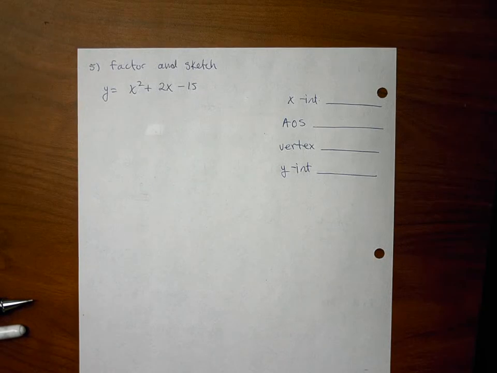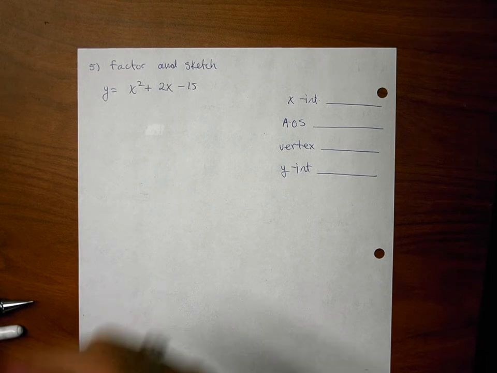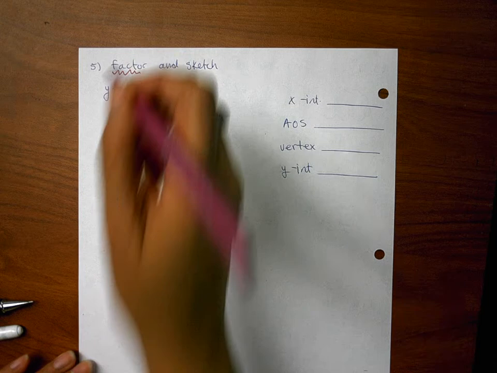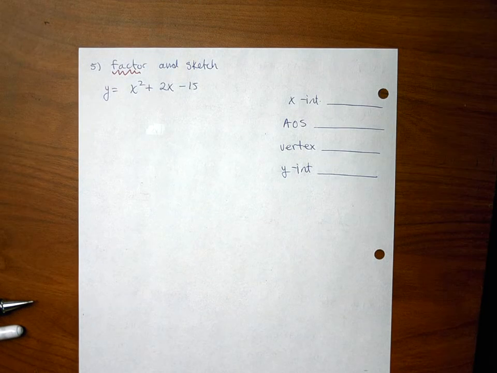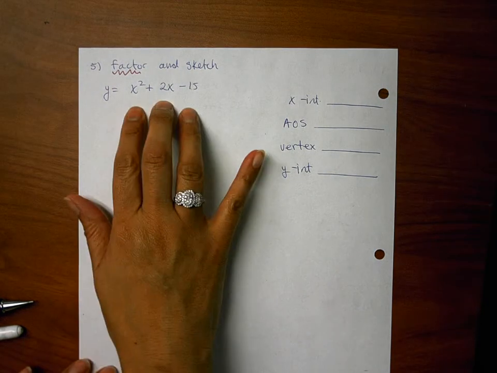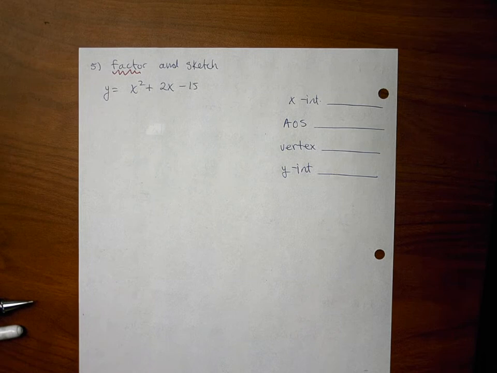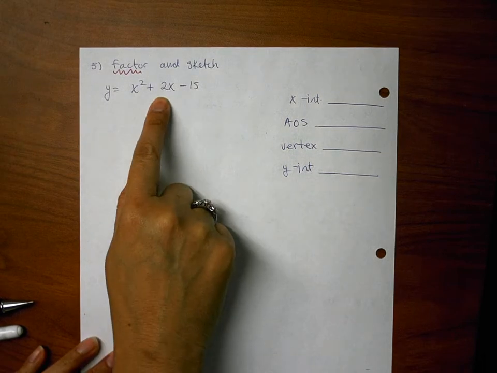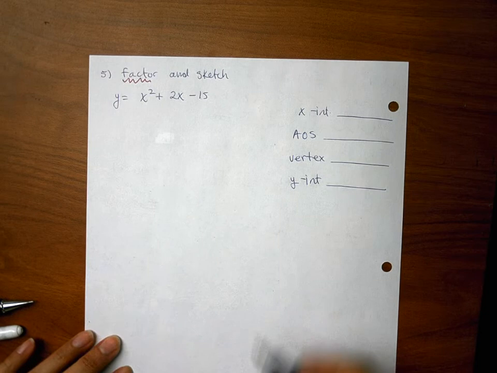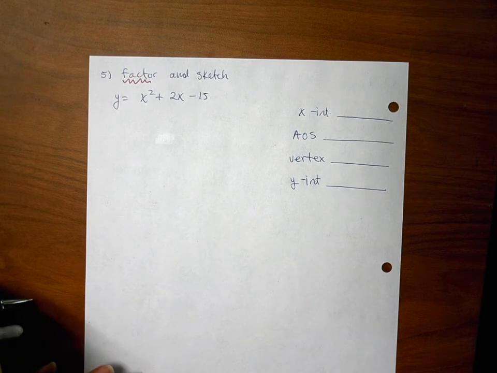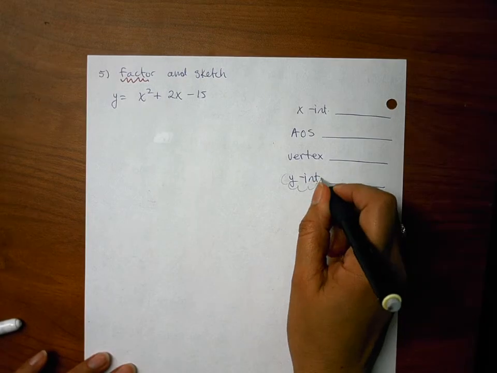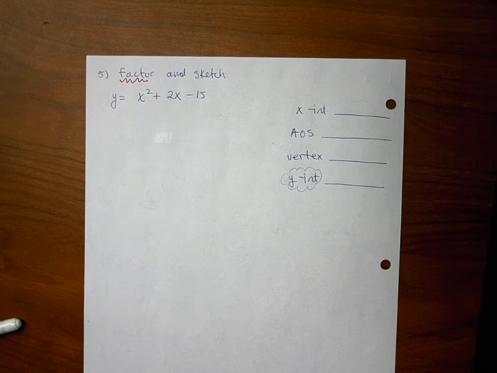Okay, so biggest key hint here is the word factor. A lot of kids miss it and they're like, I don't know what to do. It's not in vertex form. This is not the right form where you can say translate right, left, and so on. This is standard form. Standard form, if you recall, is really nice to find the y-intercept. So the y-intercept is going to be easy for us to find because it is in standard form.